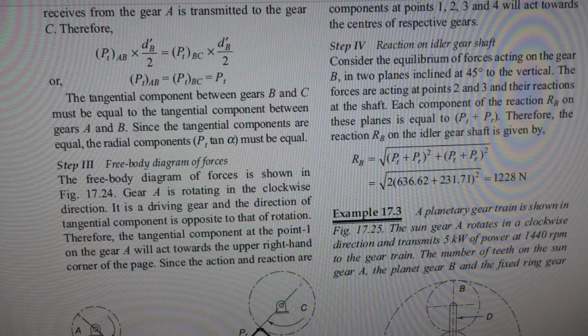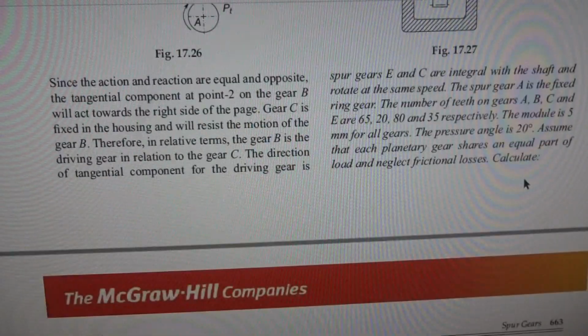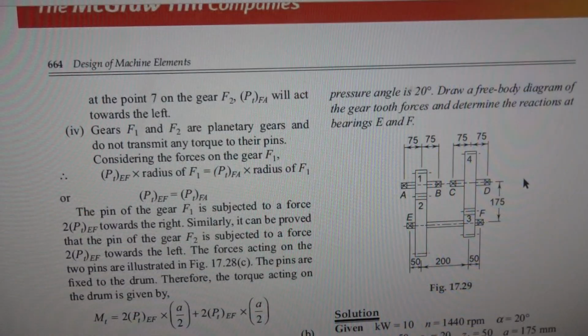These act in perpendicular directions, so the resultant is the root under (PR plus PT) squared plus (PT plus PR) squared. So it is 1228 Newton. Similar questions you can solve for practice.